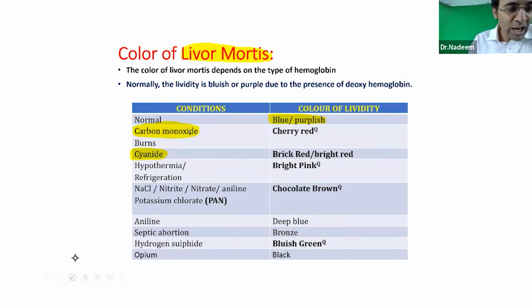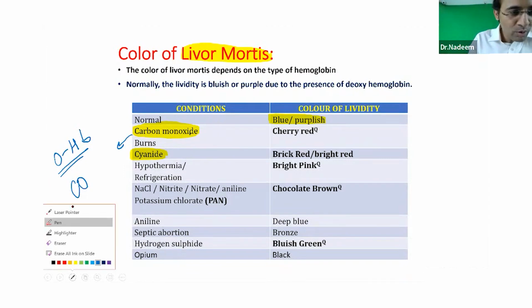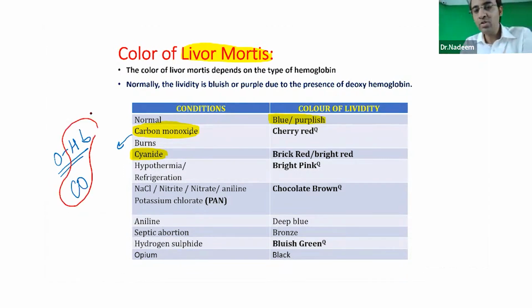See what is happening here in carbon monoxide poisoning. Whenever there is a burns case, carbon monoxide will enter. In oxyhemoglobin, carbon monoxide is going to take the hemoglobin away, because carbon monoxide has more affinity for hemoglobin. Oxygen is there, but it is useless. Carrying capacity will be decreased. So oxygen is there, and that's why the color will be like this.